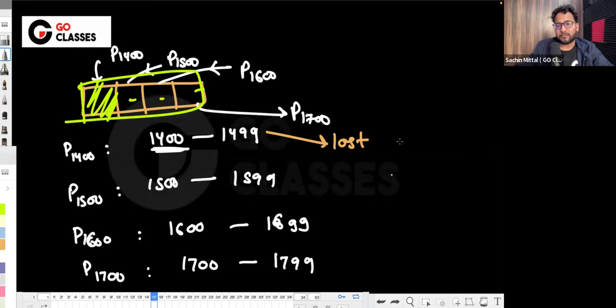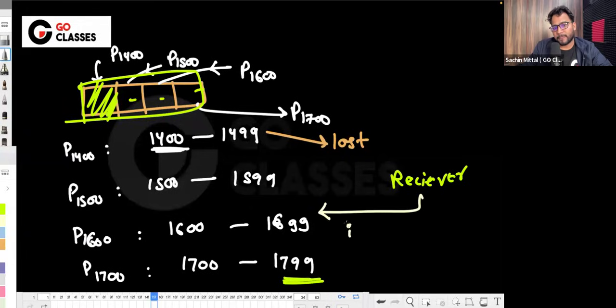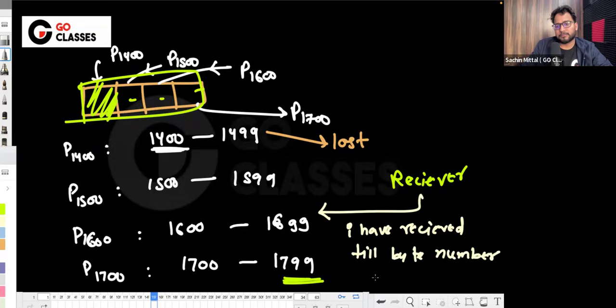And then the moment you retransmit it, the receiver will say that okay, I have received till what byte? Till the byte number 1700. See, the moment you retransmit it, right? So the receiver will say that I have received till byte number 1700, right? The moment the receiver gets this also, it will say I have received till byte number 1799, right? Receiver will say this.